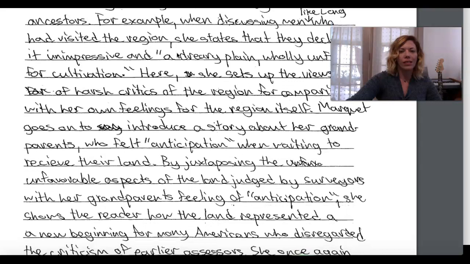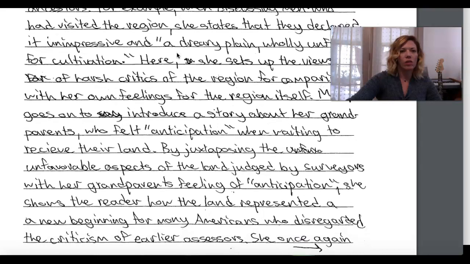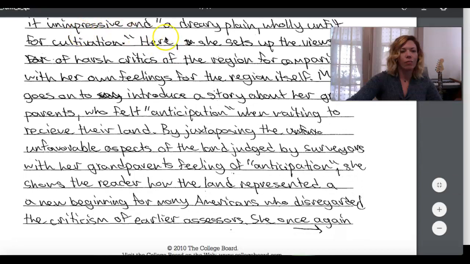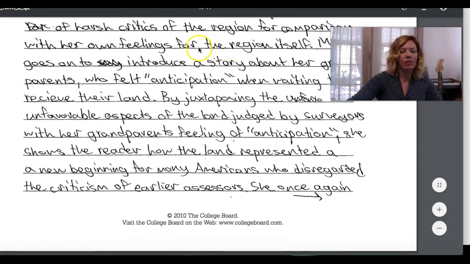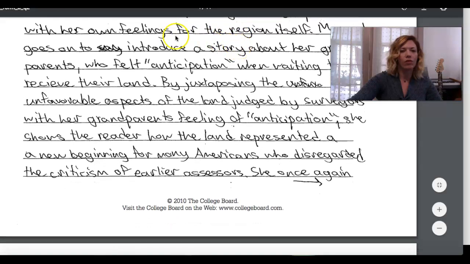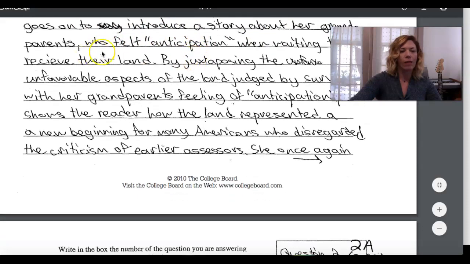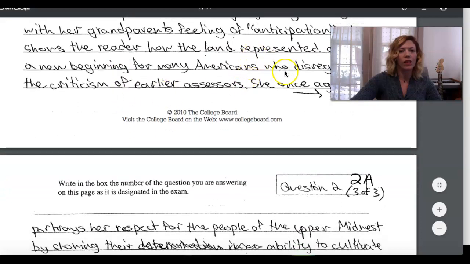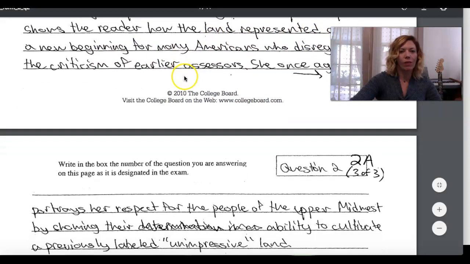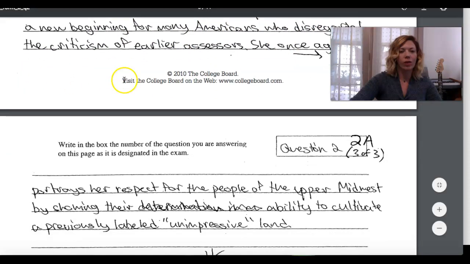For example, when discussing men like Long who had visited the region, she states that they declared it unimpressive and a dreary plain, wholly unfit for cultivation. Here she sets up the views of harsh critics of the region for comparison with her own feelings for the region itself. She goes on to introduce a story about her grandparents who felt anticipation when waiting to receive their land. By juxtaposing the unfavorable aspects of the land judged by surveyors with her grandparents' feeling of anticipation, she shows the reader how the land represented a new beginning for many Americans who disregarded the criticism of earlier assessors.